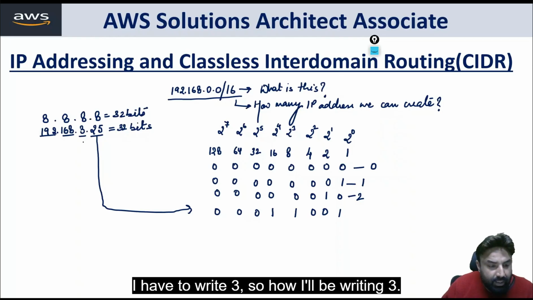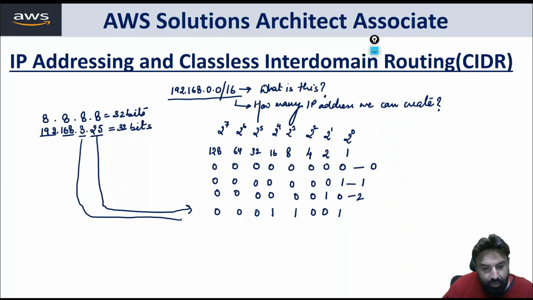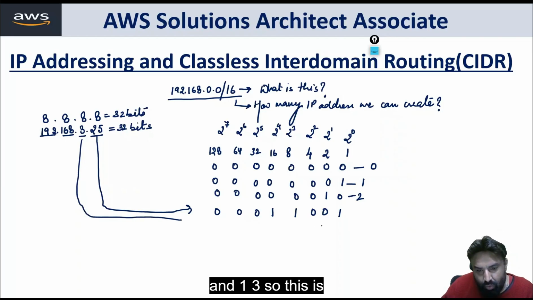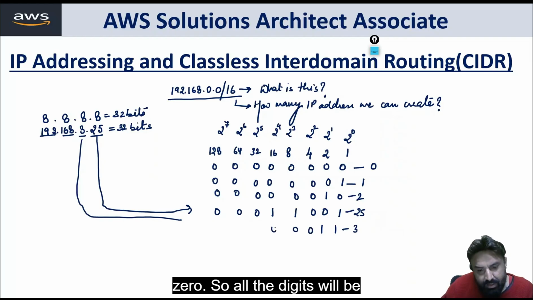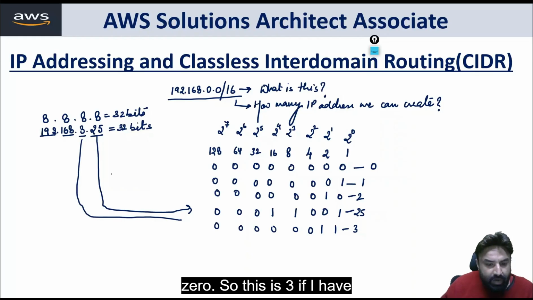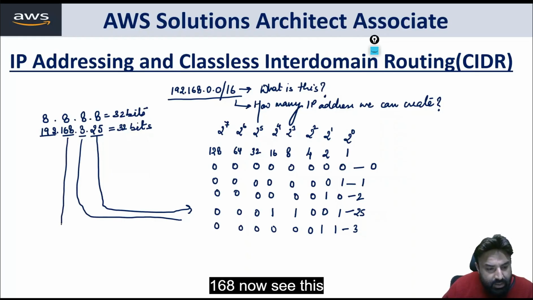If I have to write 3, how will I be writing 3? 3 means 2 and 1, 3. So this is 25 and this is 3, and remaining all the digits will be 0. So this is 3.